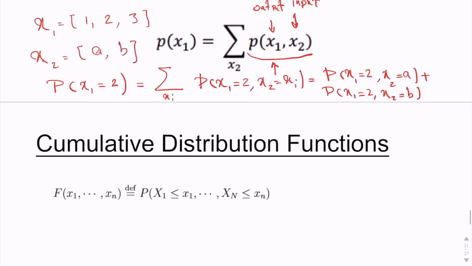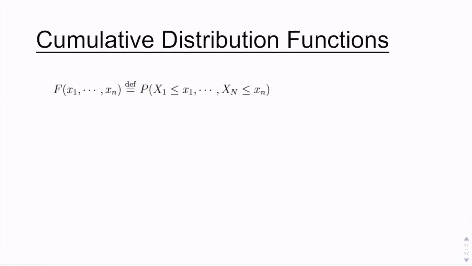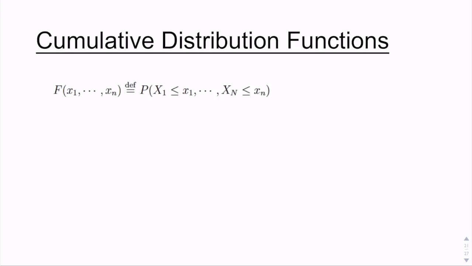The next type of distribution is cumulative distribution functions. I will show what a cumulative distribution is, or, for the sake of simplicity, what we sometimes call a CDF.